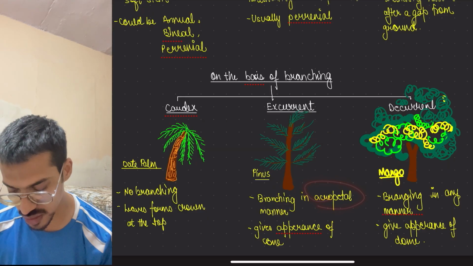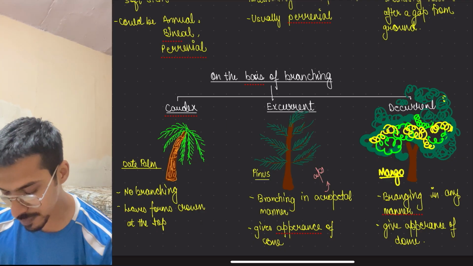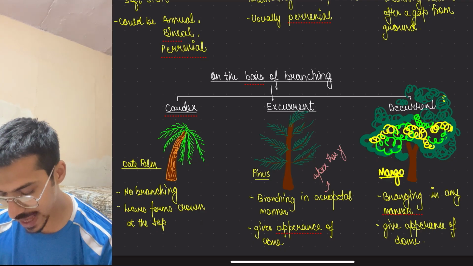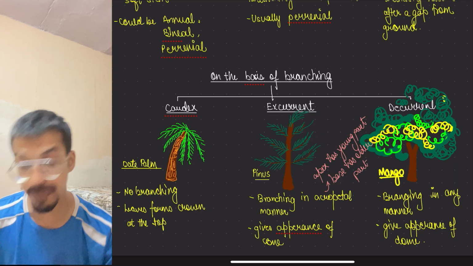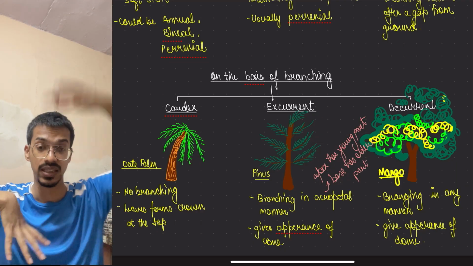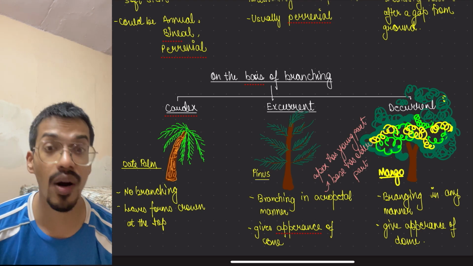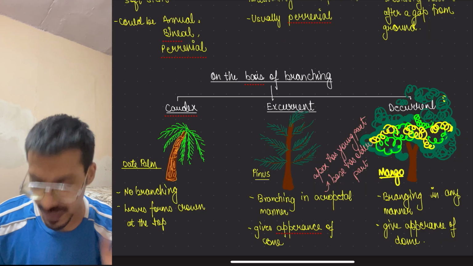So it means their branching is in the acropetal manner. What is the acropetal manner? Acropetal means that the apex has the young part and the base has the older part, meaning older, bigger leaves. The base will be older, meaning longer in height, taller, broader. You know that as we get old, we increase in height, right? After a certain period of time.